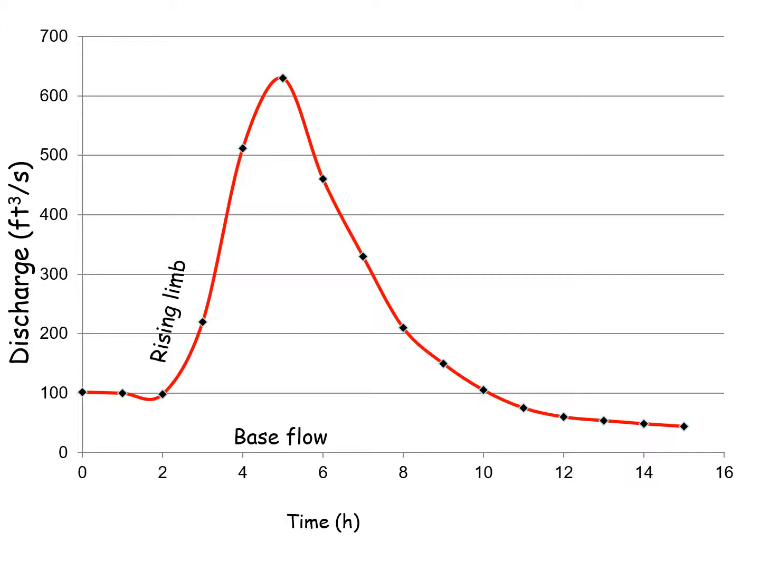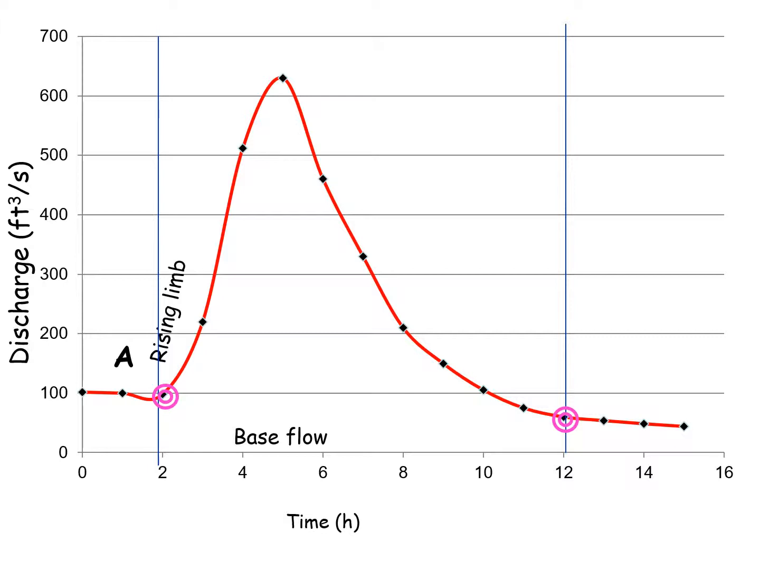The first is the rising limb. A rising limb starts from this point, meaning 2 hours, and it ends at hour 12. Point A will be at 2 hours. As you see here, this is almost the minimum where the hydrograph starts.